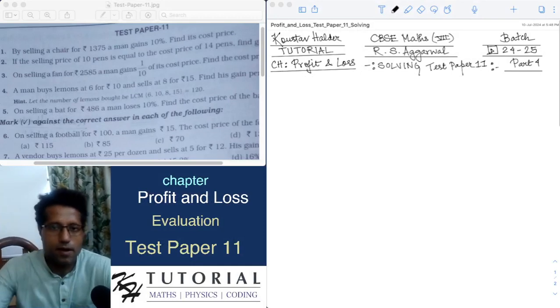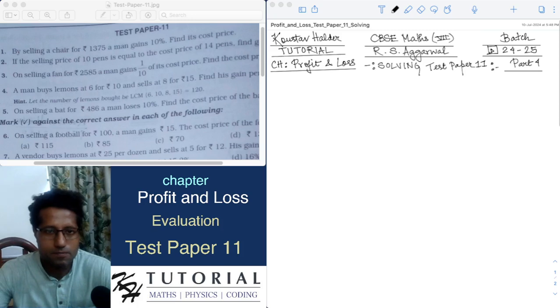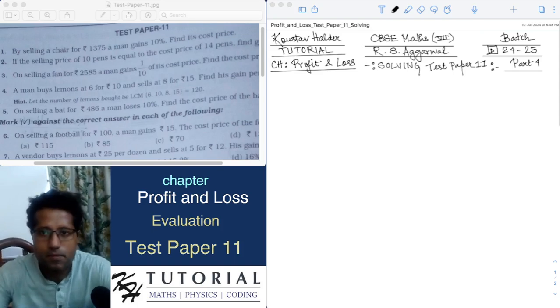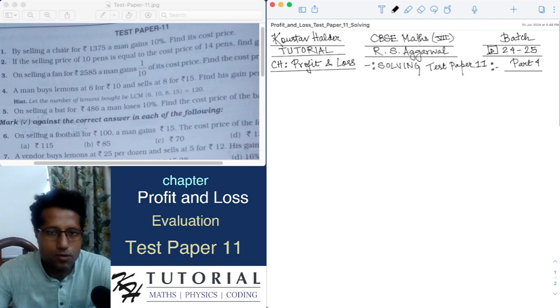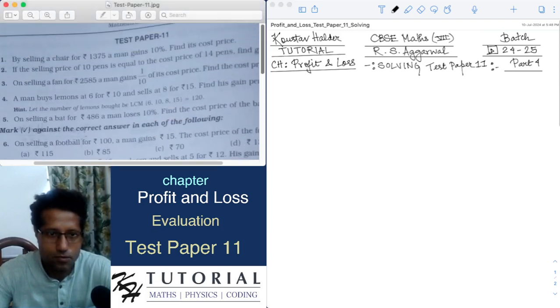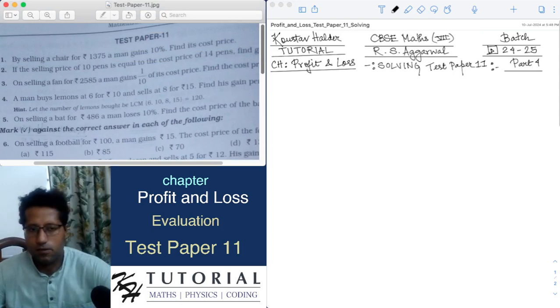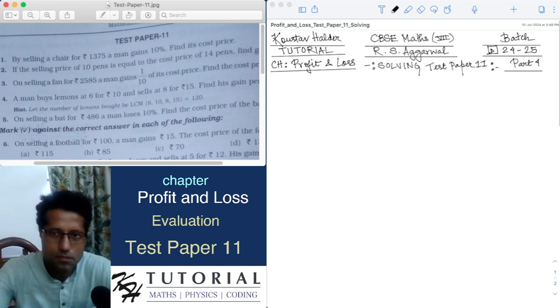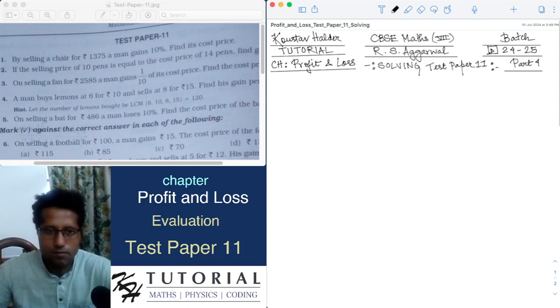Okay, so I have the test paper 11 on the left hand side, and I will solve the problems of the test paper 11 on the right hand side. There are roughly 11 questions, and you should be solving these 11 questions within approximately 40 minutes. Okay, so let's start solving the problem.